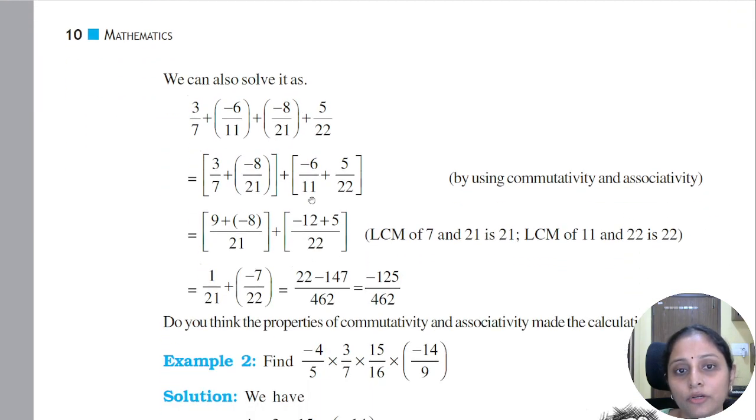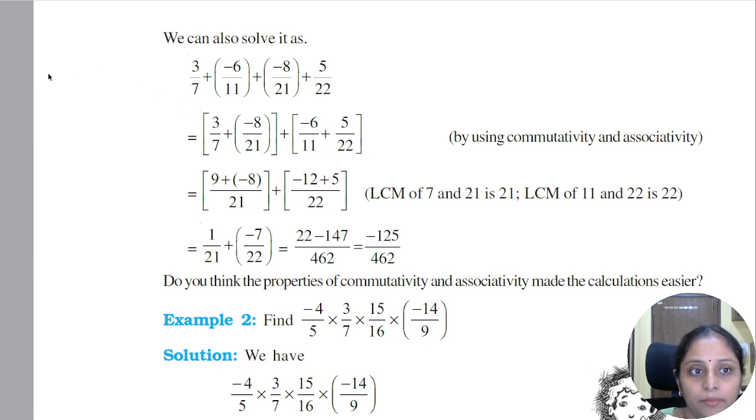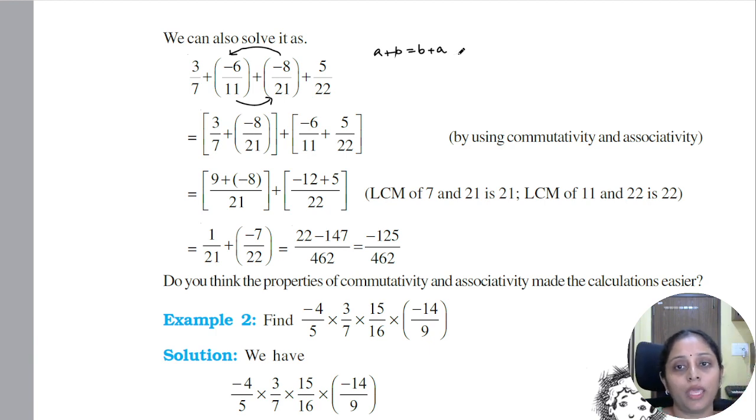Whereas instead of taking the LCM for all the 4 numbers, if you were to group them, if you rearrange them, can you rearrange this as you take this term, bring it over here and bring this term here? What are we doing? I am simply writing a plus b as b plus a, right? Is this allowed? This is allowed because we know that addition is commutative for the set of rational numbers.